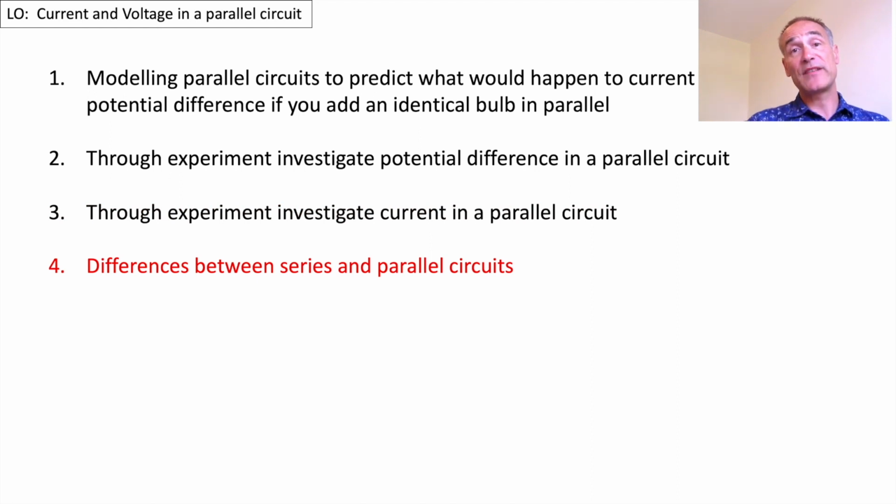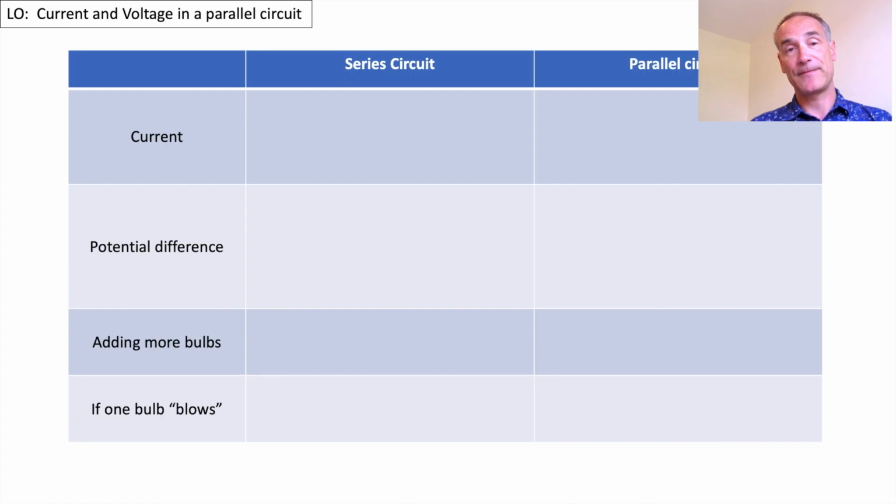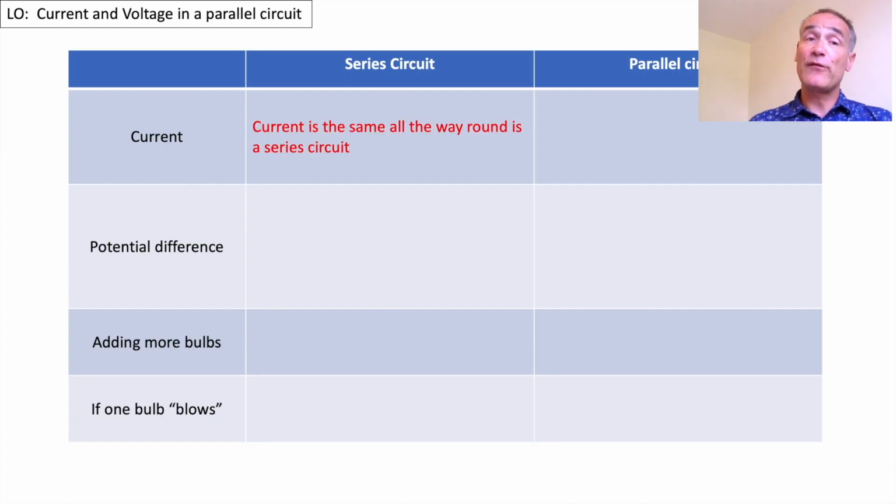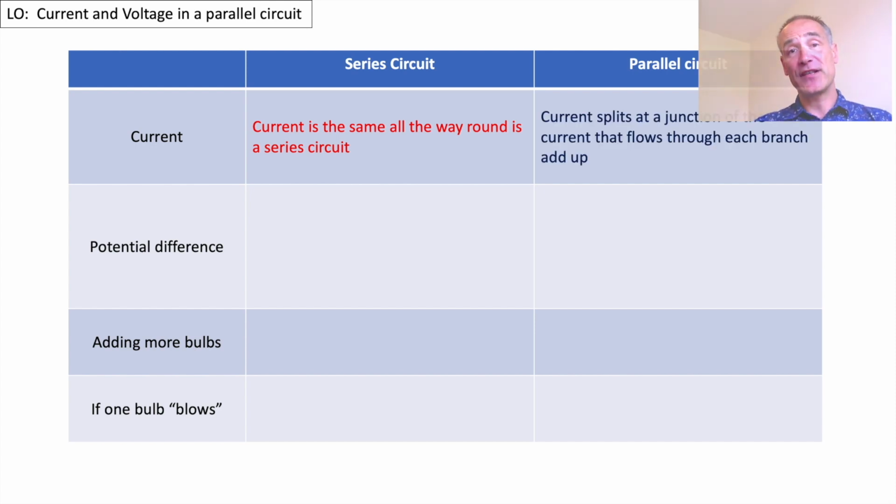Finally, let's round this up by looking at the differences between series and parallel circuits. So let's start off with current. In a series circuit, current is the same all the way around. In a parallel circuit, the current splits at a junction. Half will go one way and half will go the other if they're identical bulbs, but whatever flows through each path will add up again.